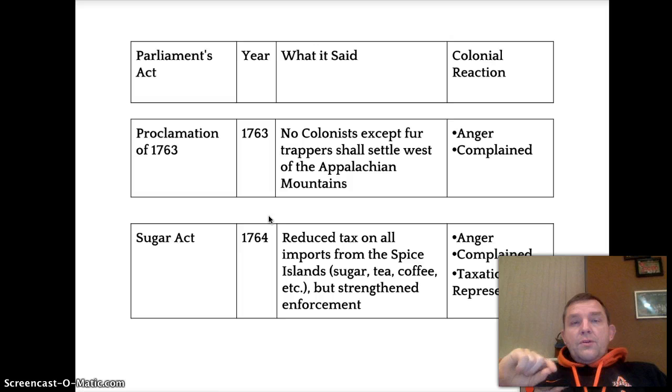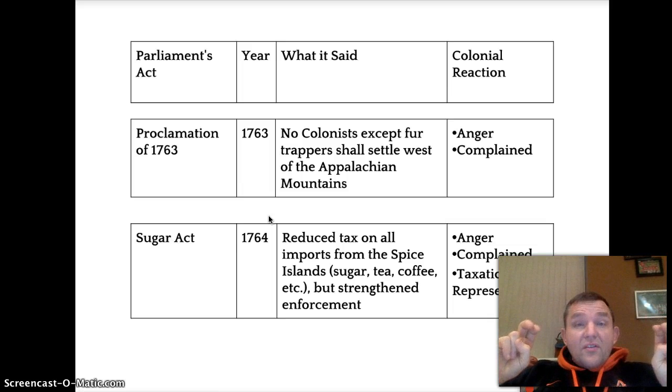So for the British colonists, who for years had practiced salutary neglect, had lived with salutary neglect, had enjoyed salutary neglect, now the British are going to start enforcing their policies more. And so for the Americans, I don't know if you can call them Americans yet, for the colonists, this was a very frustrating process. So obviously they weren't happy, they complained, they were angry, but their biggest complaint boiled around the expression taxation without representation.